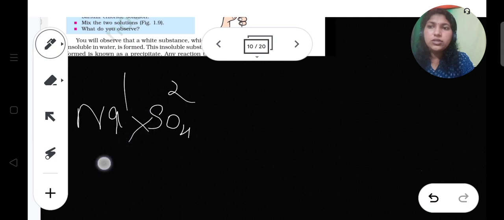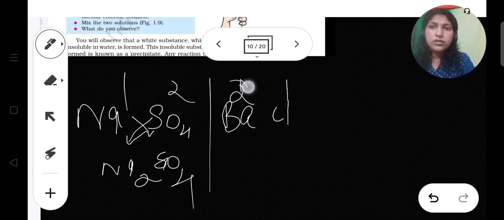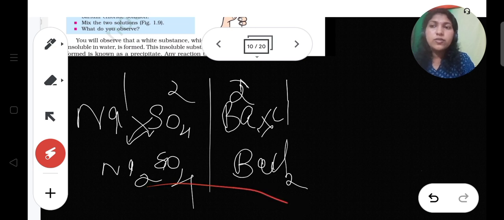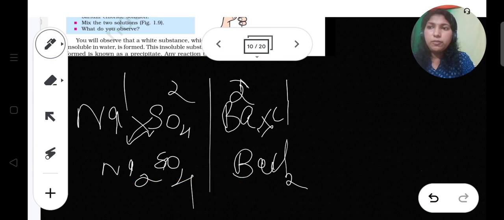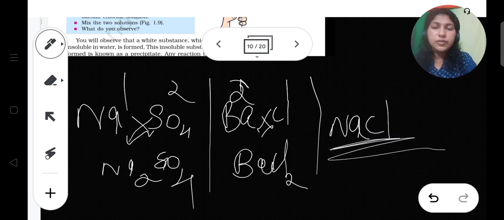So we cross them and get Na2SO4. Sodium sulfate is Na2SO4. Barium chloride: barium has valency 2 and chlorine has valency 1. Crossing, we get BaCl2. These are the reactants. The atoms or ions will be exchanged, so the products obtained are sodium chloride, since sodium has valency 1 and chlorine has valency 1.